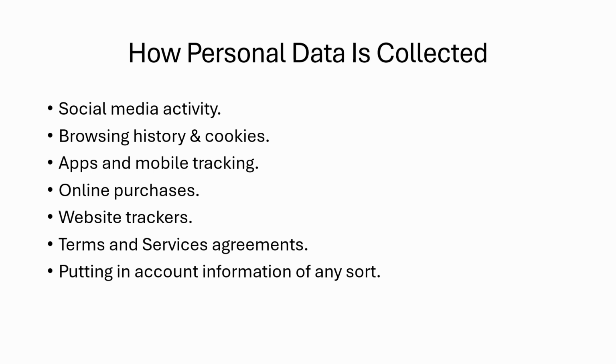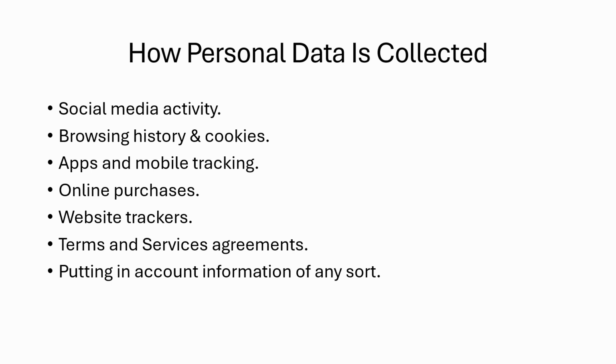Browsing history and cookies, apps and mobile tracking, online purchases, and website trackers. Most of those are all practically in the same boat. Trackers, history, and cookies all have about the same exact thing happening there. Mobile tracking apps and devices have the ability to track people wherever they are, and if the rogue people get their hands on it, they can use it against you.